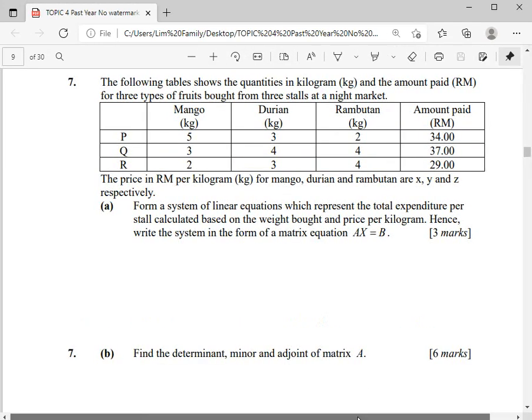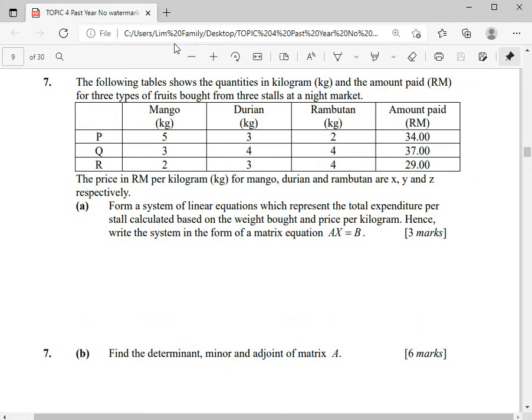Okay, so for this question 7, we can see this is our situation. The table shows the quantity in kilograms and the amount of 3 types of fruits bought by 3 stores at a night market. So this is your store, and then different fruits here and how much they paid.